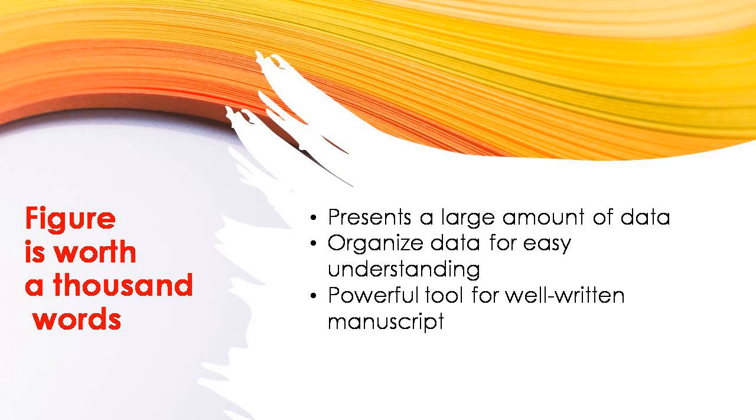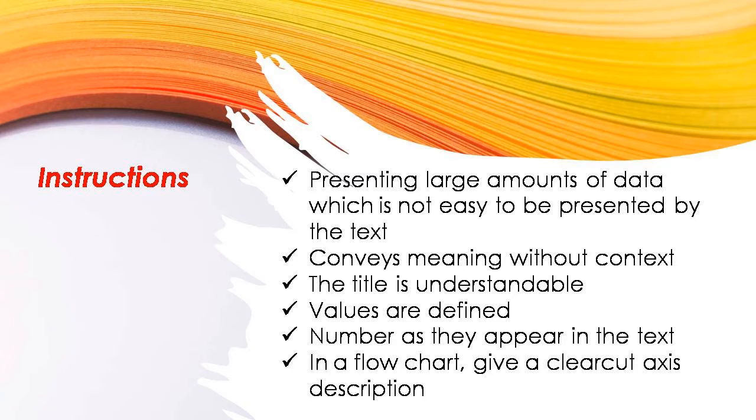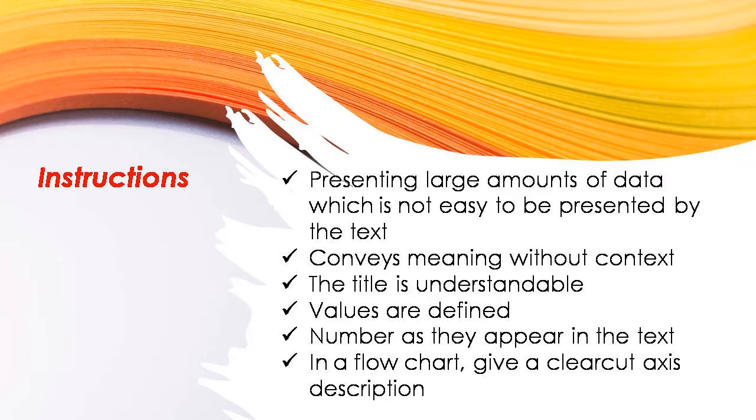The second thing which you should ensure about the figure is that your figure is understandable without text. And to confirm that your figure is understandable without text, you have to give this figure to anyone who is not related to your domain. And if she understands it and explains it, this means that your figure is understandable without the text. The title is understandable, values are clearly defined, and you have to number them in the text as they appear in the paper. So the figure must be cited accordingly, sequentially.